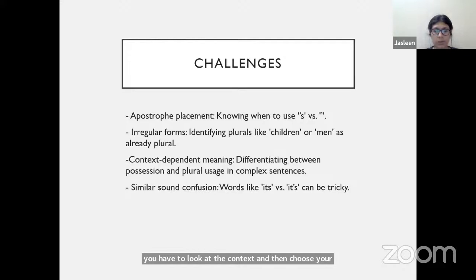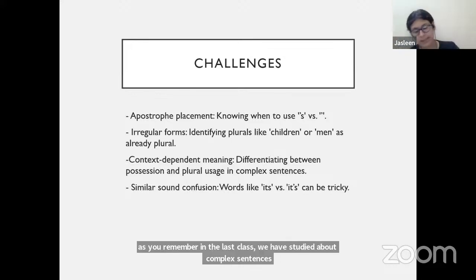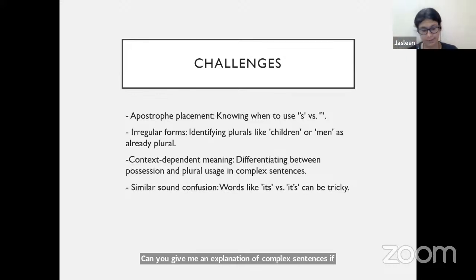Now, we have a mention of complex sentences. As you remember, in the last class we have studied about complex sentences. Can you give me an explanation of complex sentences if you can recollect?